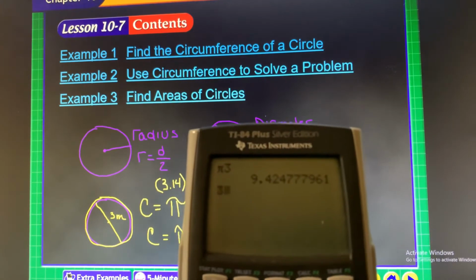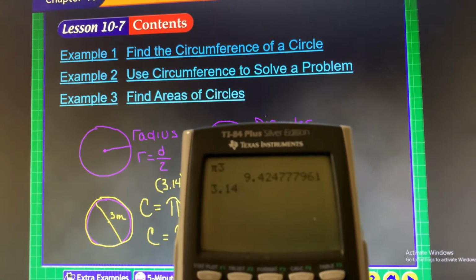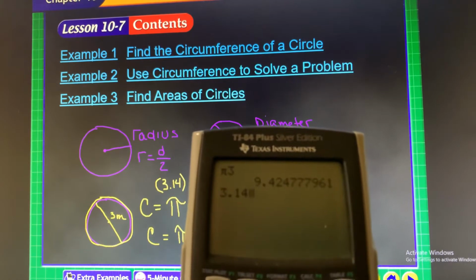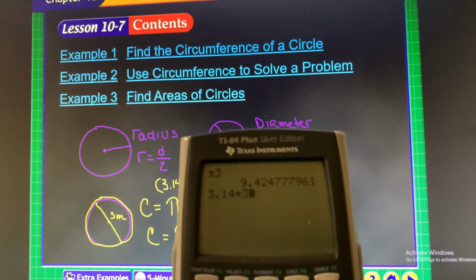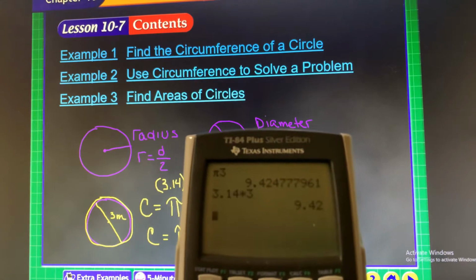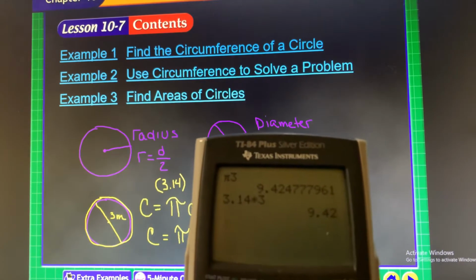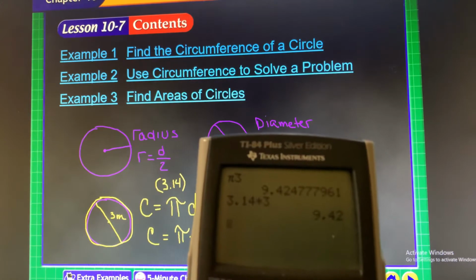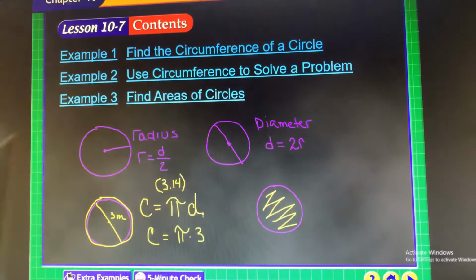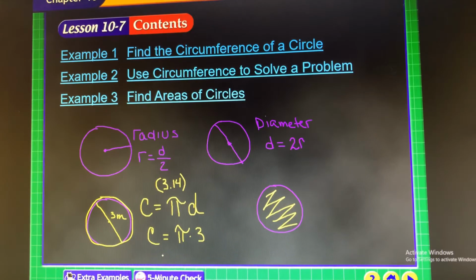Now, the back of your book, when you check your answer, probably used 3.14, and then you would go times 3, enter, and see it already rounded it for you because it took an irrational number and made it rational. So it would be slightly different. So when you put your answer for this, it's never going to be exactly, and remember we talked about it, if it's not exactly, it's approximately. So you'll say circumference is approximately 9.42 meters, and that's it.